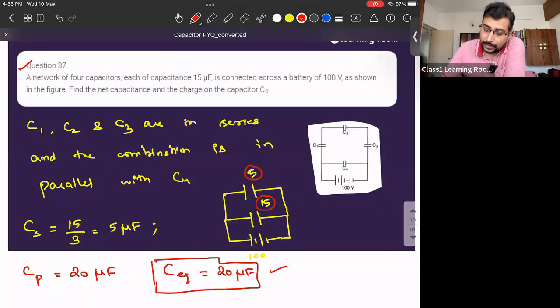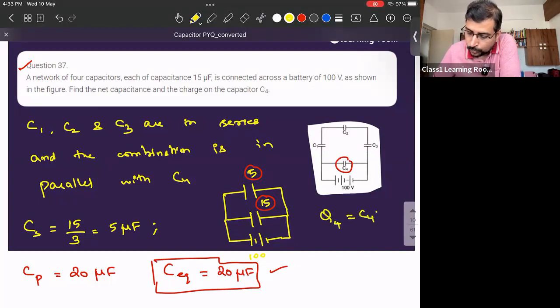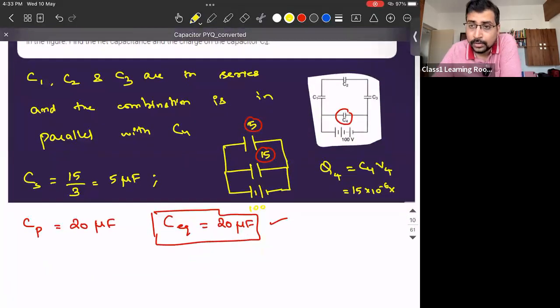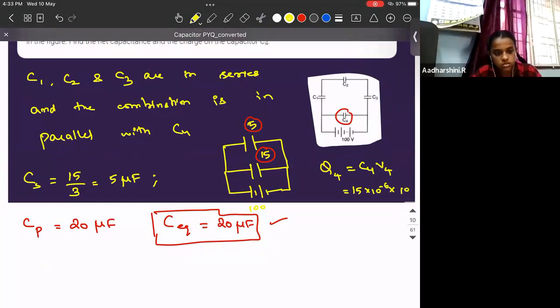Right. Now, the next part of the question is they are asking what is the charge across C4? What is the charge across C4? So if I call that Q4, Q4 is equal to C4 into V4. What is the value of C4? 15 into 10 power minus 6 into what is V4? What is the potential difference appearing across the 15 microfarad? It's 100.